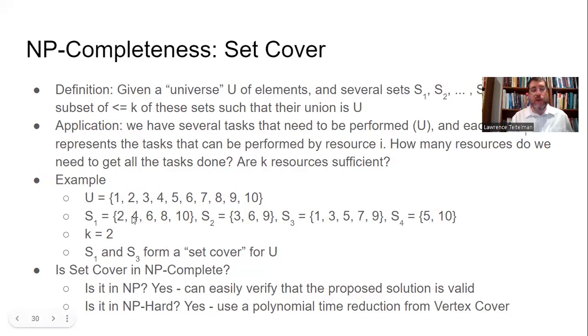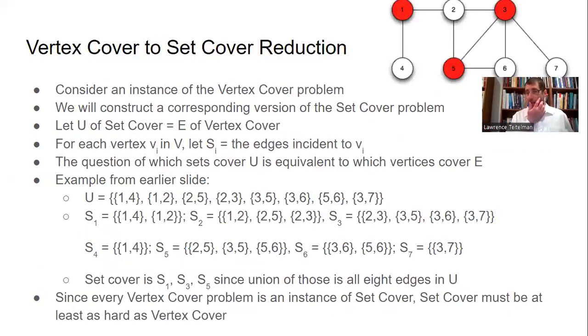Because if I take S1, which has these even numbers, and S3, which has odd numbers, and I perform the union of them, I now have everything that was in my original set, my universe set. So that is a particular example. The question is, is there a polynomial time algorithm that will solve this? And the answer is we're going to prove that there isn't by showing that it's related to another problem.